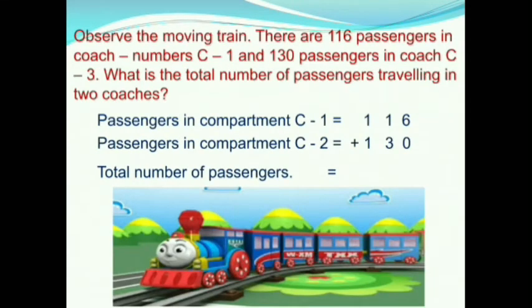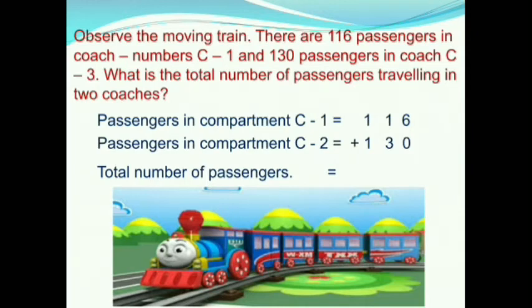Children, now we will solve another example. First we should read the question. Observe the moving train. There are 116 passengers in coach number C1 and 130 passengers in coach C3. What is the total number of passengers traveling in the two coaches?